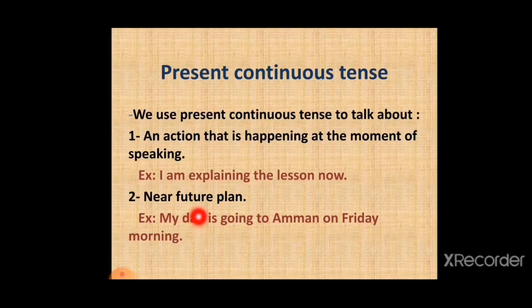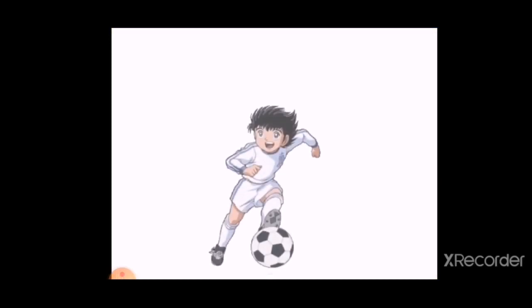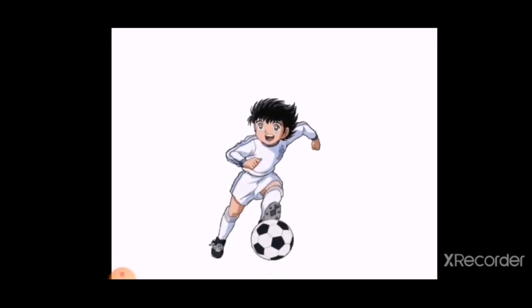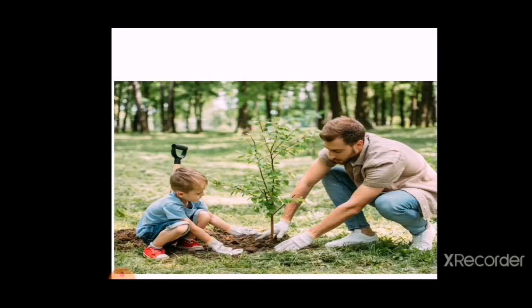Now let's show you some pictures. Look at the first picture. Who can we see in this picture? We can see Captain Majid. What is he doing in this picture? He is playing football. The second picture, we can see Dad and his son. What are they doing? They are planting a tree.